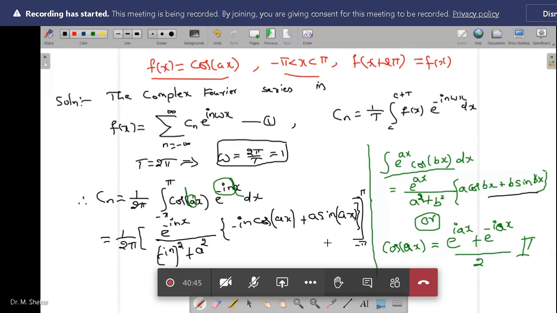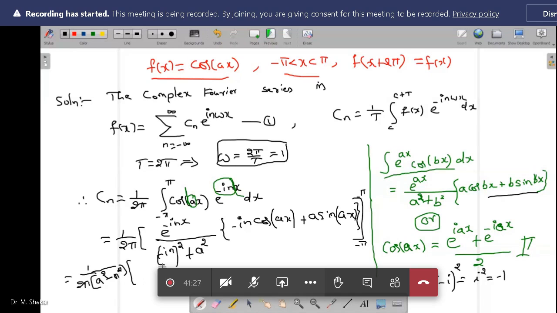So is that clear? Now we substitute the limits and simplify. So that equals 1 by 2 pi into, this denominator term is constant. So minus i whole square becomes plus i square, so i square value is minus 1. So this is minus 1, and that will be a square minus n square because we have the n term.